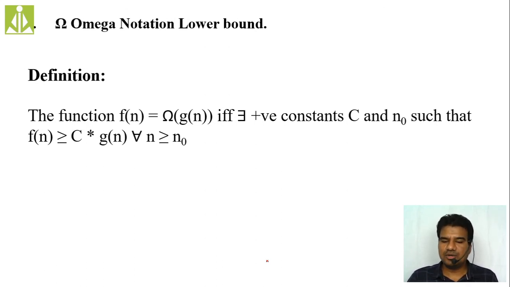So if you are able to write this function in this form, f of n is greater than or equal to c multiplied with g of n for all n greater than or equal to n naught, then you can write your f of n in omega of g of n. Mostly in our subject, we do the analysis in terms of big O notation only. We don't follow the omega notation and the theta notation.